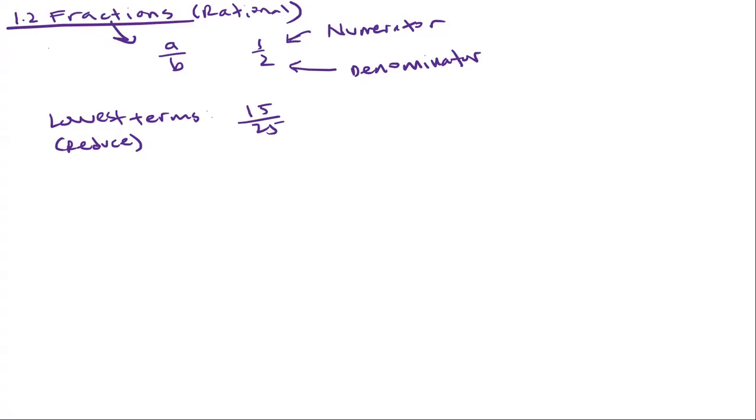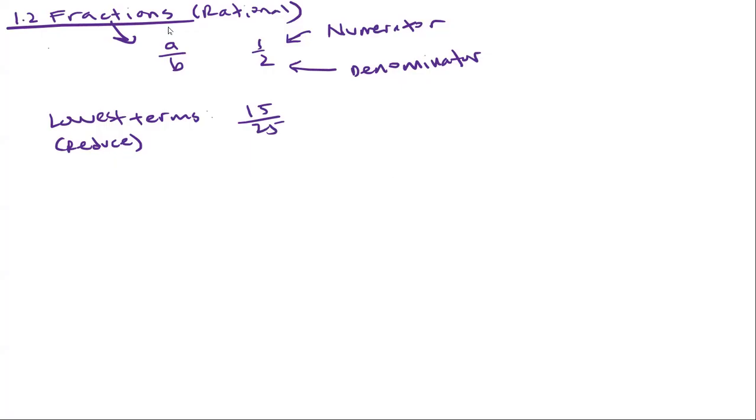Okay, so in this section, we are going to talk about fractions, 1.2. Another way to say fraction is rational, a rational number or a rational term. All right, so it's just a fancy way of saying fraction. So they interchange this word.